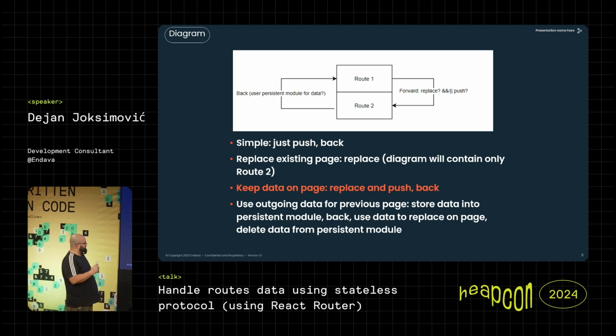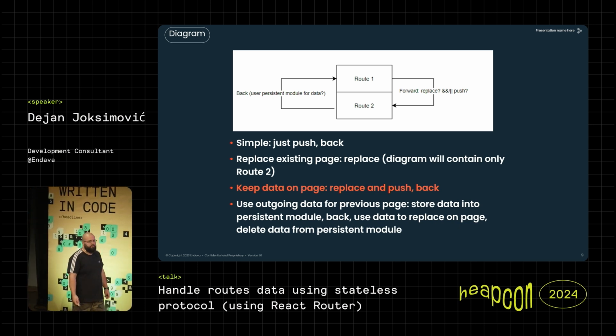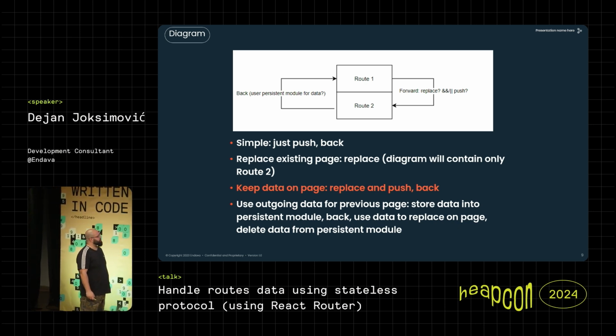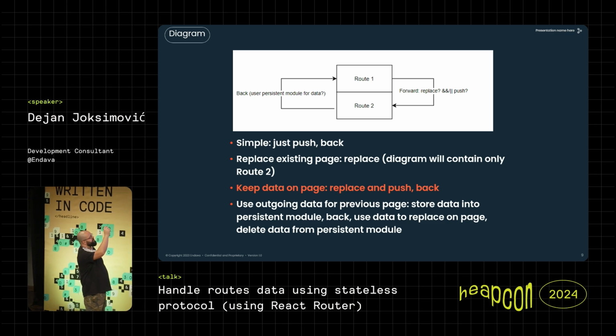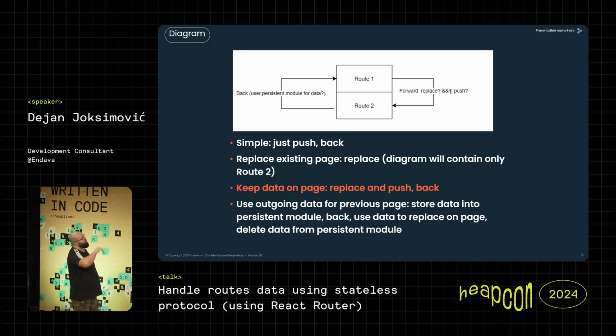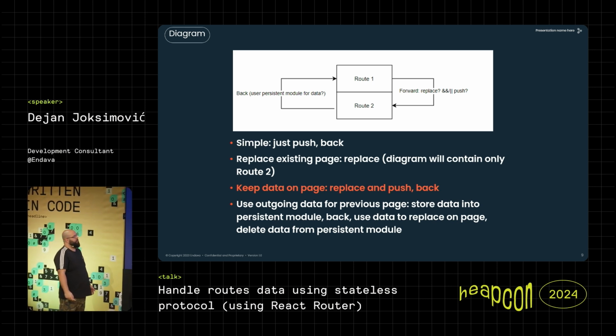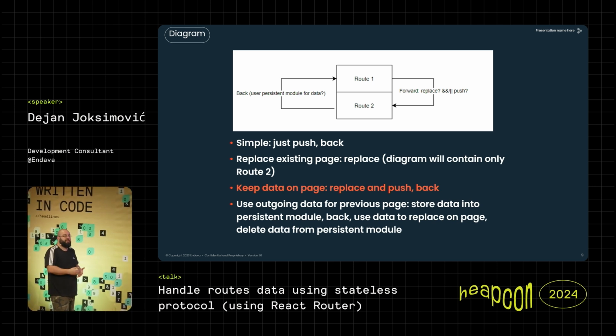The third one is the interesting one for us. It's keeping the data on page. So we have certain data on route 1. We want to store this data on route 1, and we definitely don't know what that data is. We cannot foresee the future. For example, once the user enters route 1 with a certain push, we don't know how the user will leave that page, how the user will leave that route.